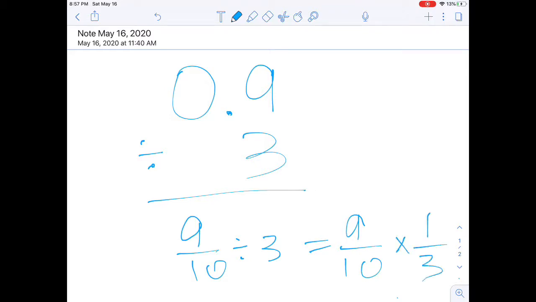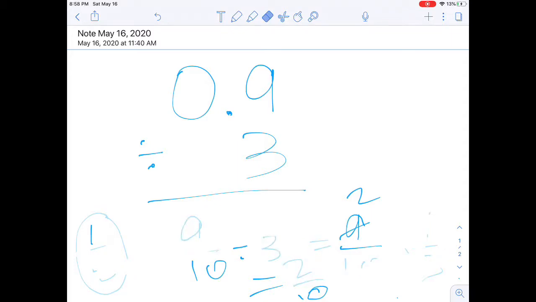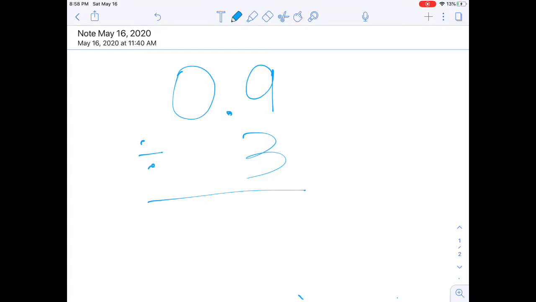And you can simplify because 3 goes into 9 twice. So your answer would be 2/10. And you can simplify that even further by dividing by 2. So your answer would be 1/5. If you like fractions more, that's the way to do it. But if you like to do it just with decimals, this is what you would do.